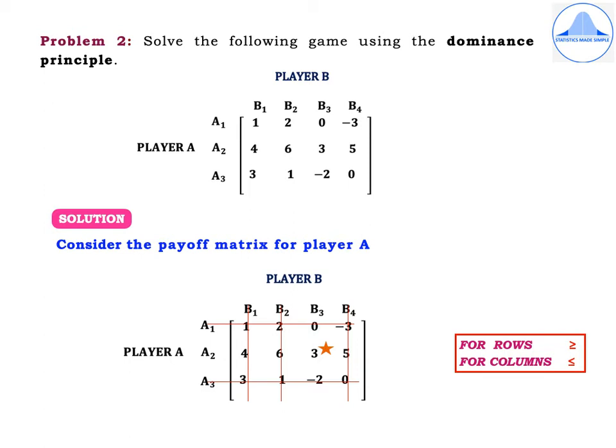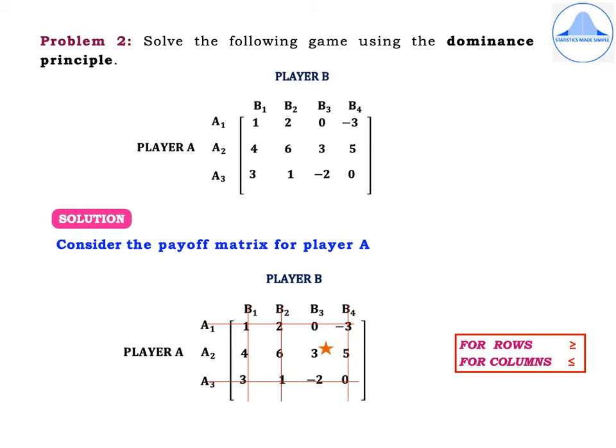So what is the procedure now? First compare A1 with A2, A1 with A3, then do A2 with A1 and A2 with A3, then do A3 with A1 and A3 with A2. Once all the row comparisons are done, then do the column comparisons. B1 should be compared first with B2, then B3 and B4. Similarly, B2 should be compared with B1, B3 and B4. B3 should be compared with B1, B2 and B4, and B4 will be compared with B1, B2 and B3.